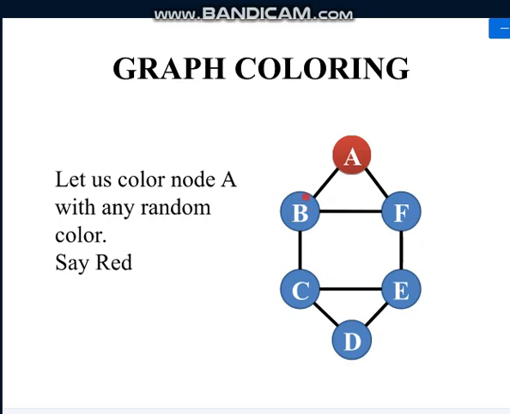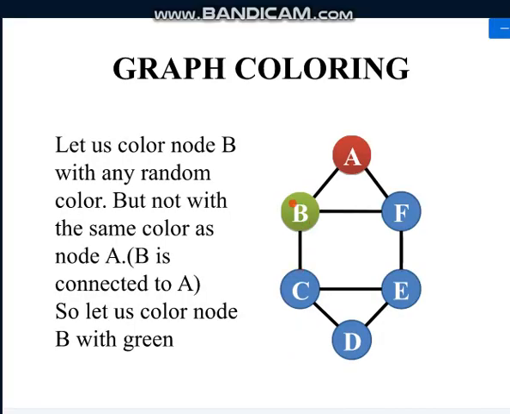So the next node in the sequence is node B. So you need to color node B now. But which color will we use? We cannot use this red because B is connected to A. So you cannot use the same color as A. So let us consider some other color, say green. So what we have done here is we have colored node B with green. Now what is the next node in the sequence? The next node is node C.